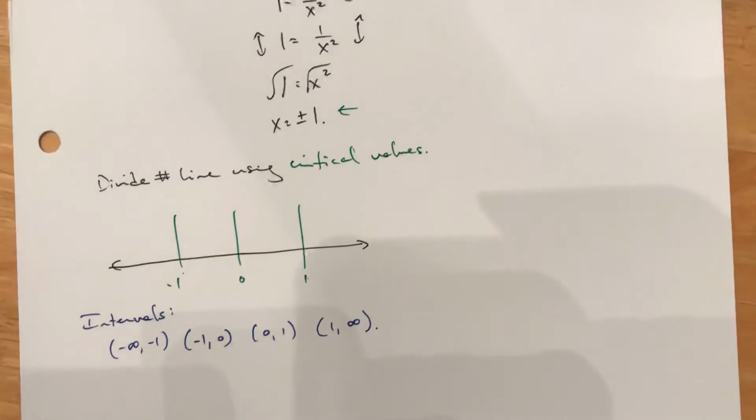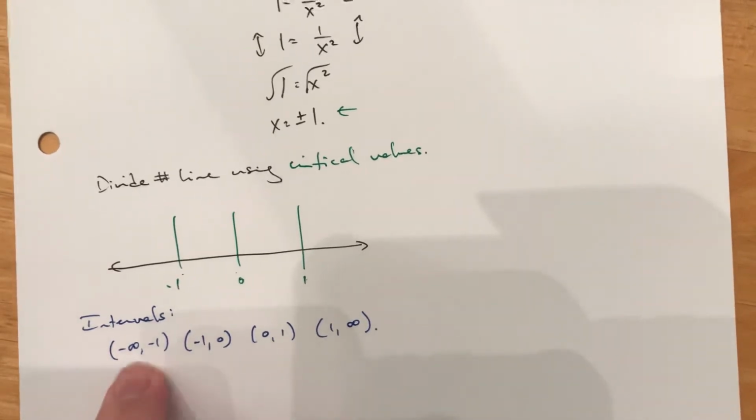Because the derivative is going to be continuous as long as it is defined, this is a result that we can prove from the definition of the derivative. Whatever the sign of the derivative is for, say, one value in this interval, it's going to have the same sign for every other value in this interval. And that's where this idea of picking the test values comes from.